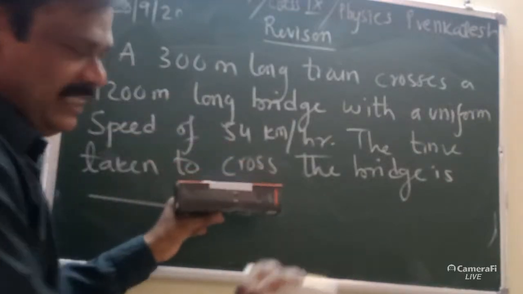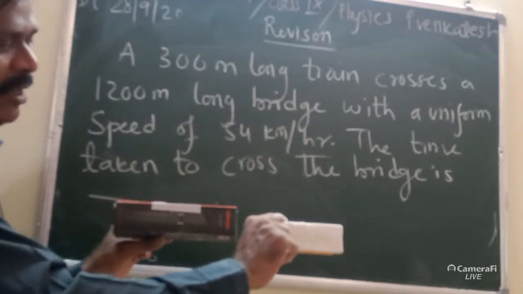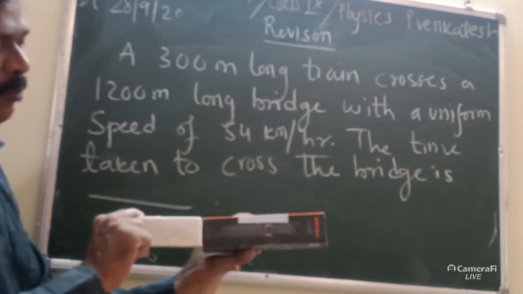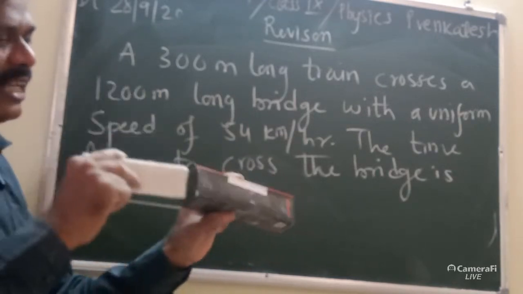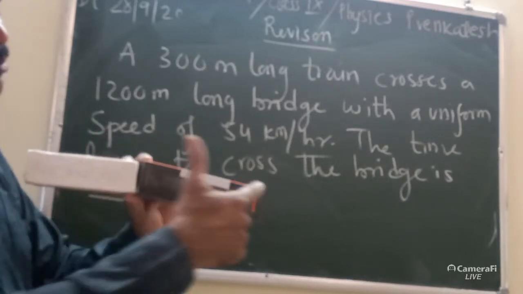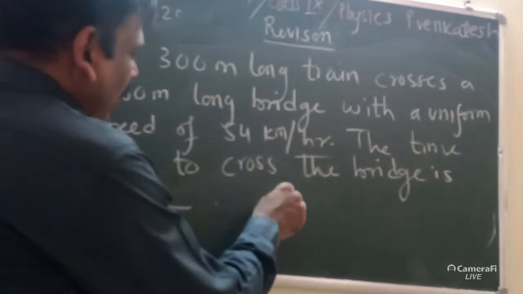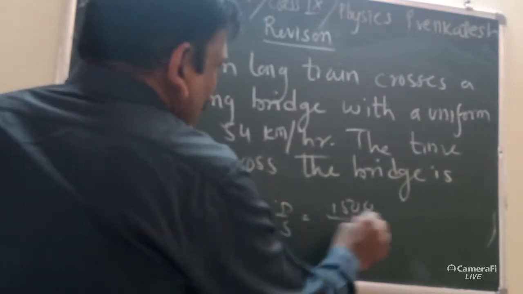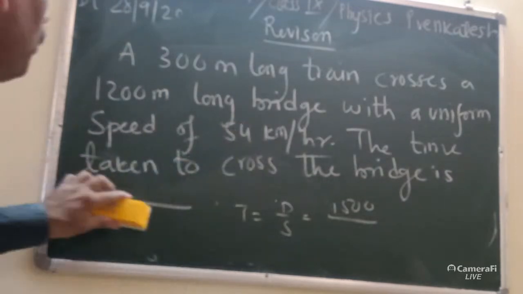Now, suppose this is a bridge and this is a train of 300 meters. When it crosses in this way, how much total distance is covered? The bridge is 1200 meters, and the length of the train is 300. 300 plus 1200, total distance is 1500. So total time equals distance by speed. Total 1500 upon the speed, which is given as 54 kilometers per hour.